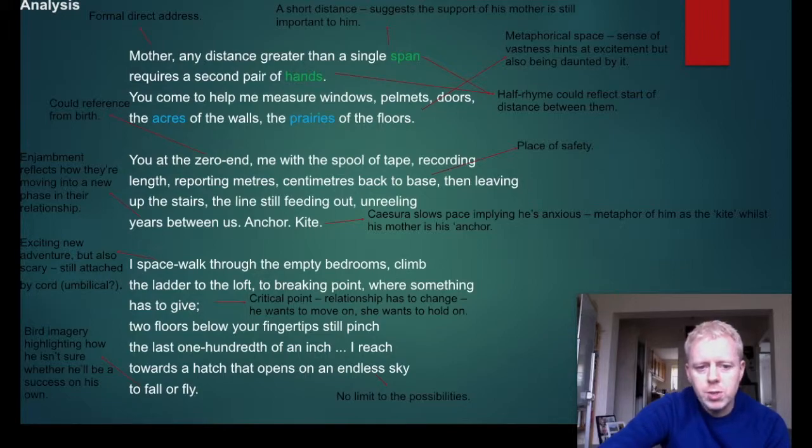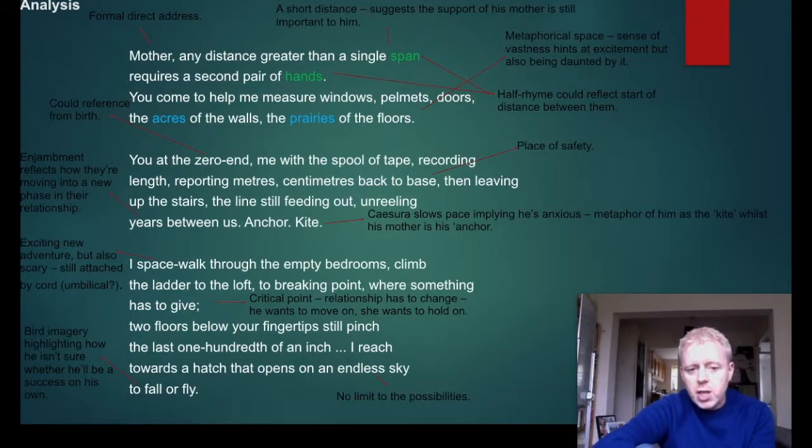Anchor, kite. Look at caesura here. Caesura is any punctuation in the middle of a line, and we've got two full stops in the middle of a line here, highlighting anchor and then kite. So this slows the pace, implying maybe he's anxious. The metaphor of him as the kite, whilst his mother is his anchor. And I said there's two ways of interpreting that: allowing him to fly or holding him back.